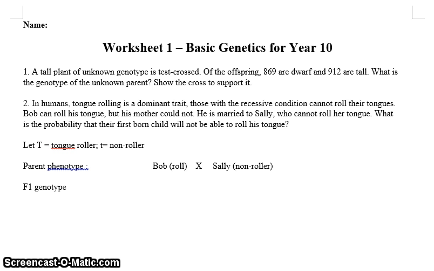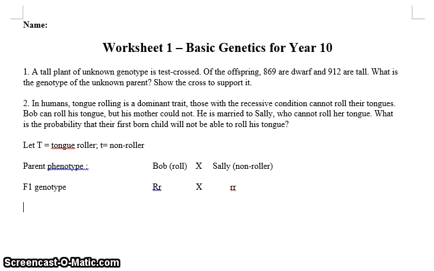Bob can roll his tongue, so he must have at least one big R gene. But then he could either be homozygous dominant or heterozygous. There's another piece of information there. It says up here, his mother could not roll her tongue. Therefore, she was little r, homozygous recessive, and he must have inherited one of those little r's, one of the recessive alleles, from his mother, so he is heterozygous. Sally, on the other hand, is a non-roller, and as non-roller is recessive, she must be little r.